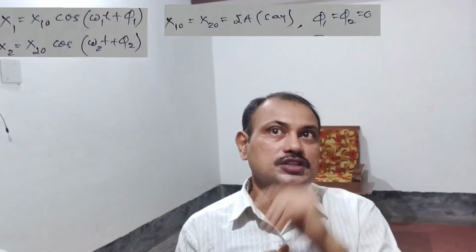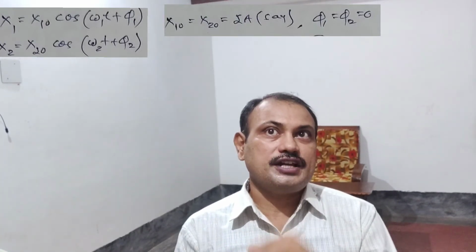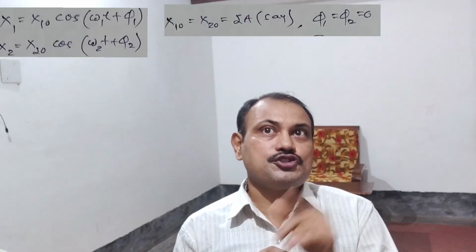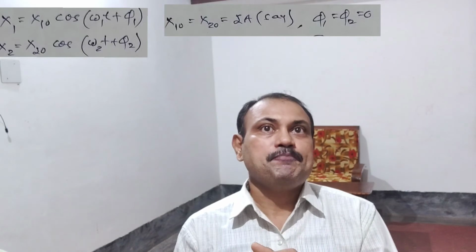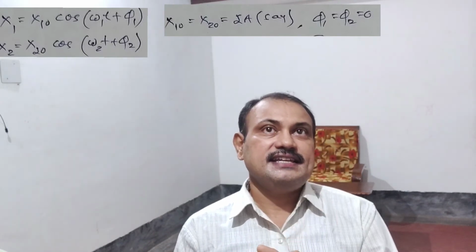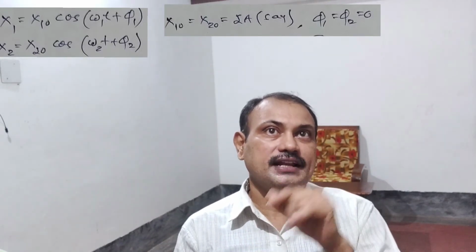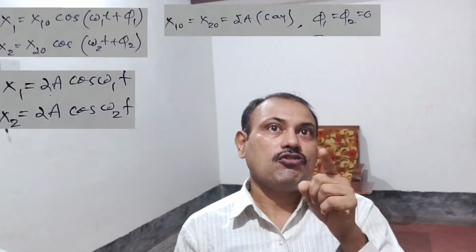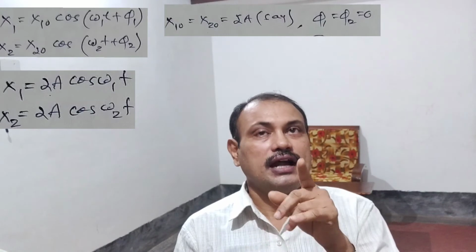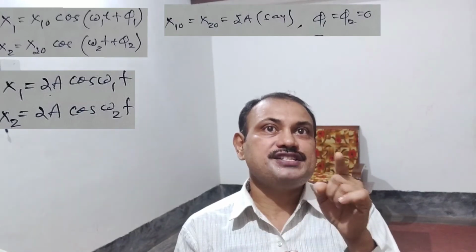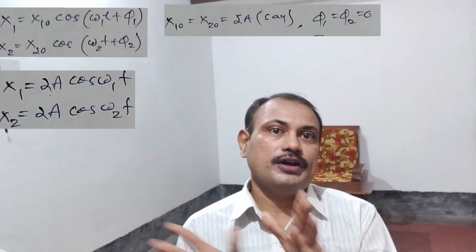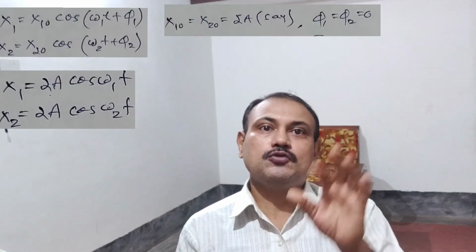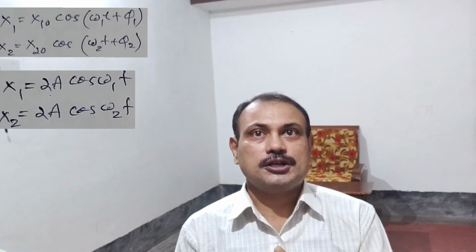So if you do this substitution, that is capital X10 equal to capital X20 equal to twice A, then the solutions we have written reduce to capital X1 equal to twice A cos omega 1 t and capital X2 equal to twice A cos omega 2 t, where phi 1 and phi 2 we have set to 0. That is the phase factor. For simplicity we have taken it to be 0 for the discussion.